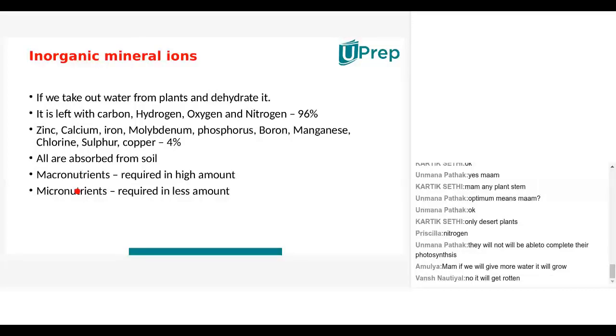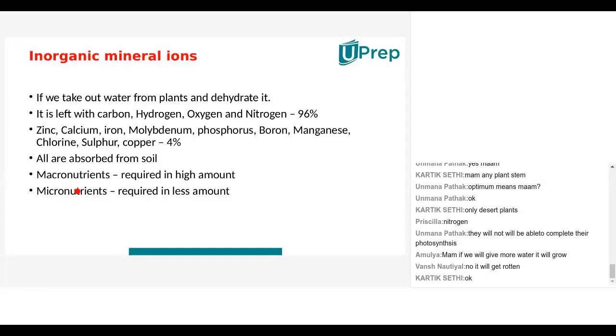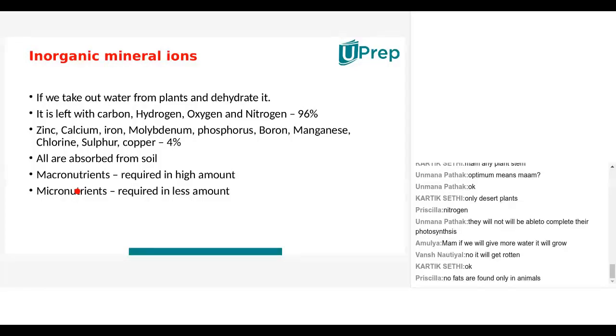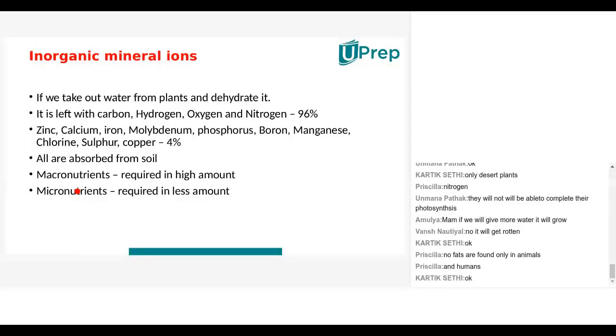And can it be fats? Karthik, I did not get your question. Then can it be fats? No, Karthik. We have not mentioned fats anywhere. Plants do not need fats. They cannot absorb fats. Fat is not soluble in water, so the plant cannot take in fats. Fats can only be converted to glycerol and fatty acids. So, fats cannot be absorbed by plants. Yes, Priscilla, fats are only found in animals and humans. Only we require it. They don't need it.